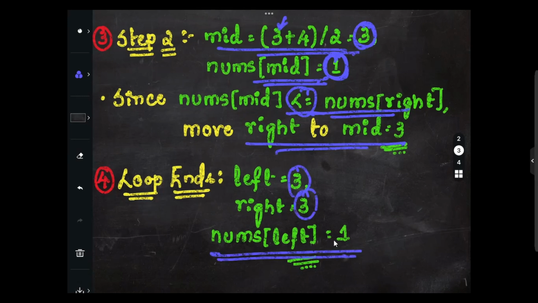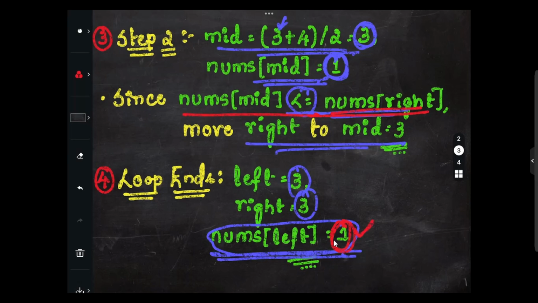So what we will do, since nums of mid is less than or equal to nums of right, we will return the value nums of left equals 1. The final value we will return here is nums of left equals 1 in this case. Why are we returning nums of left equals 1? Because nums of mid is less than or equal to nums of right here.